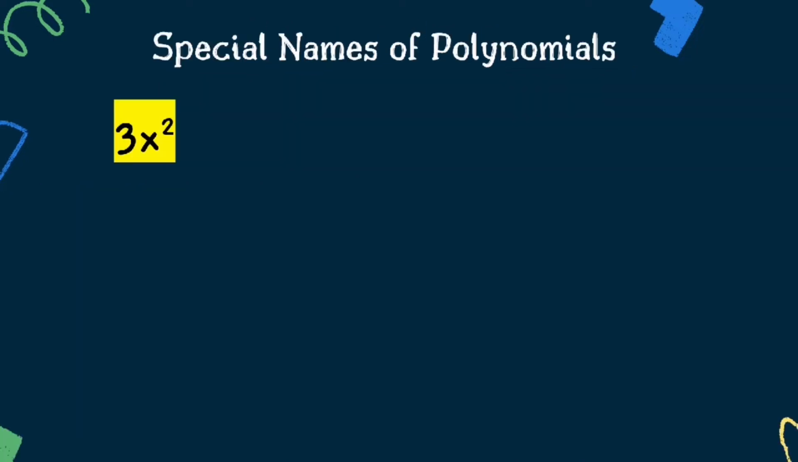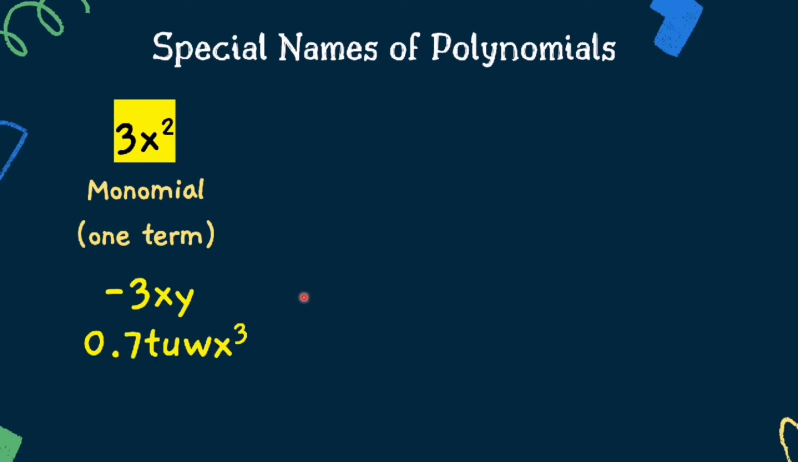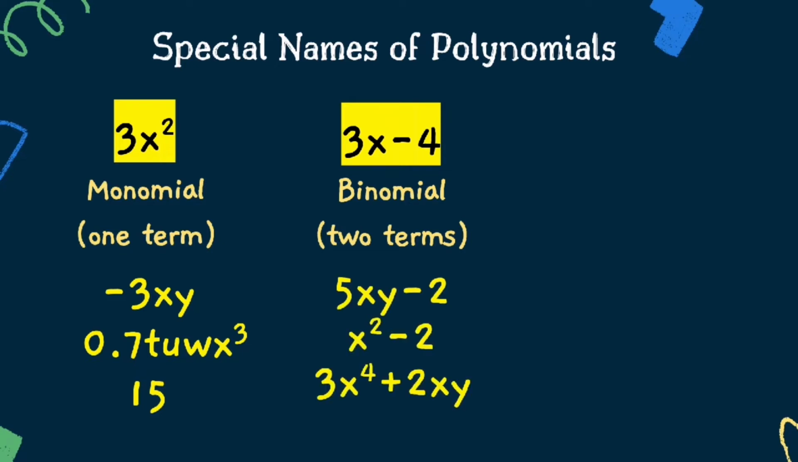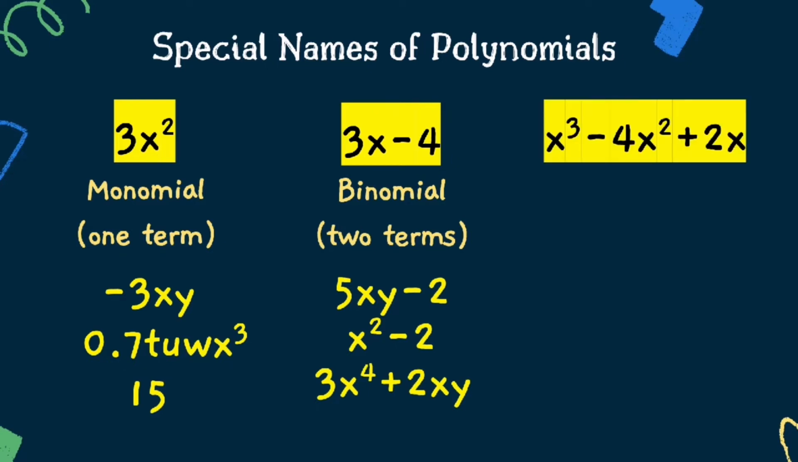So there are special names for polynomials. For example, if it has only one term, we call it a monomial. Other examples of monomial are -3xy, 0.7 tuwx cubed. We also have 15, the constant 15. And we also have binomial, having two terms. So we have examples 5xy minus 2, x squared minus 2, 3x to the 4th plus 2xy. So these are examples of binomial.